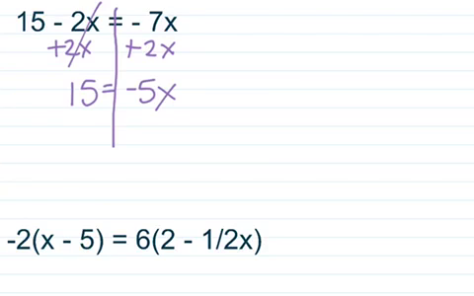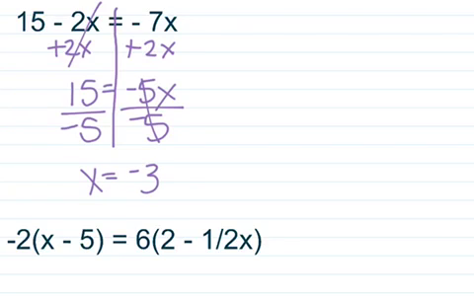So the inverse of multiplication is division. Whatever you do to one side, you do to the other. So x equals negative 3, okay? And if you guys remember, you can check this to make sure that you're right. That way you're not second guessing whether or not you solved the equation right.